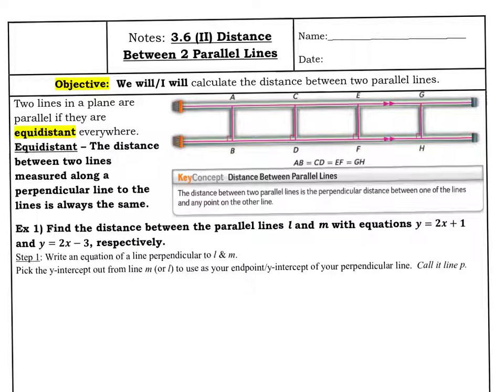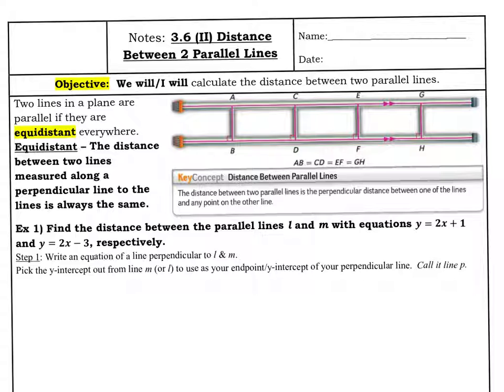This is part 2. In this video I'm going to do distance between two parallel lines. So the first video I was giving you a point off of the line and you calculated the distance between the two. Here I'm going to give you two parallel lines and you need to calculate the distance between the two. So I have a vocabulary word to cover with you now, and that is equidistant.